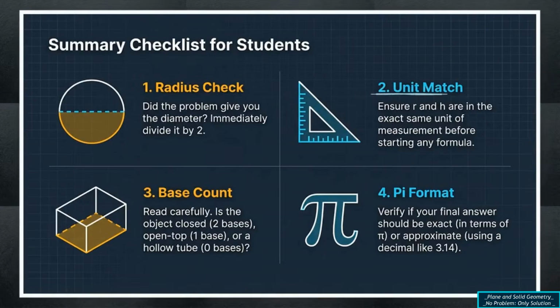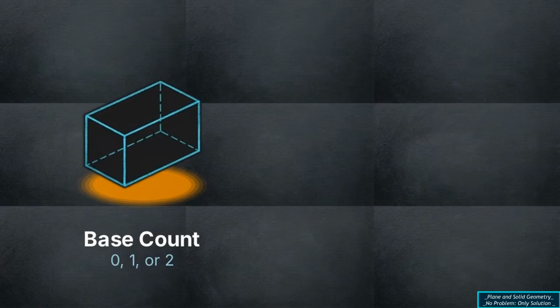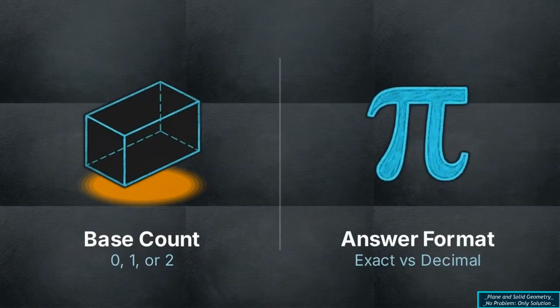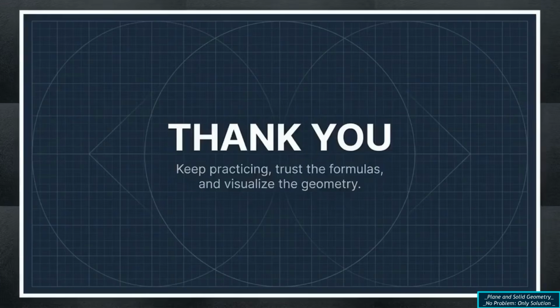Second, ensure that your units match across all measurements. Third, check the number of bases required for the object. Finally, verify if the answer should be exact in terms of pi or written as a decimal. Using visual deconstruction helps you understand the structure of the shape. Trust the formulas and keep practicing.